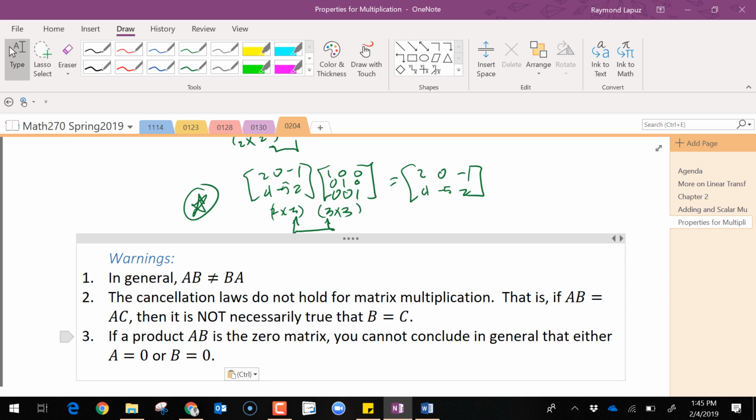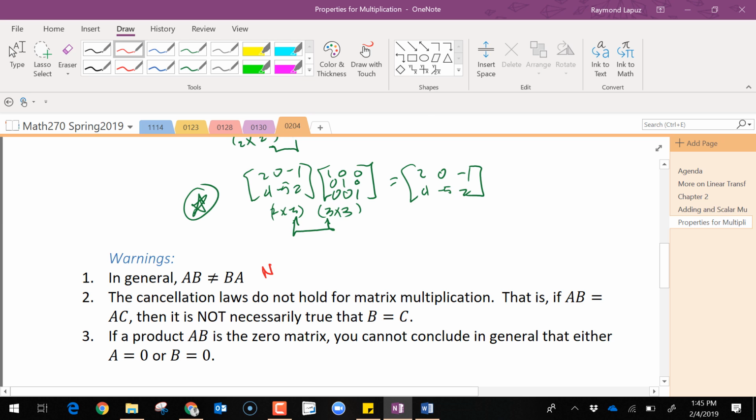So first of all, in general, AB is not equal to BA. In general, it might happen that it's equal if you switch the order, but I wouldn't say rare, but that wouldn't happen in general. So in general, you can say it's not commutative. And that's the biggest thing that we need to get out from today: matrix multiplication is not commutative.